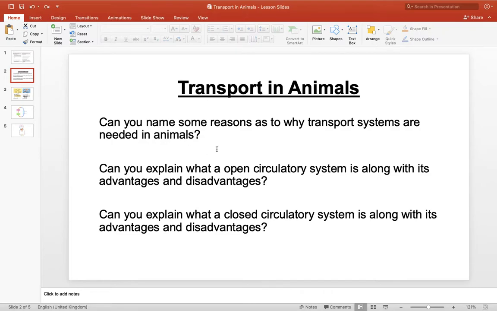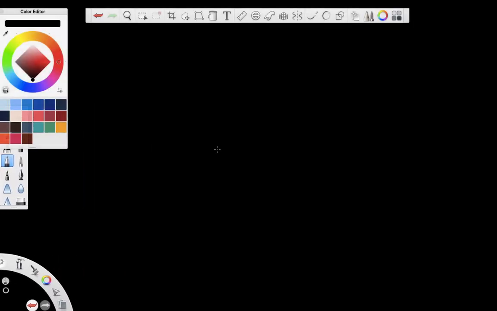By the end of this lesson you should be able to name some reasons as to why transport systems are needed in animals. You should be able to explain what an open circulatory system is along with its advantages and disadvantages, and you should be able to explain what a closed circulatory system is along with its advantages and disadvantages. So multicellular organisms need to transport substances for various reasons.